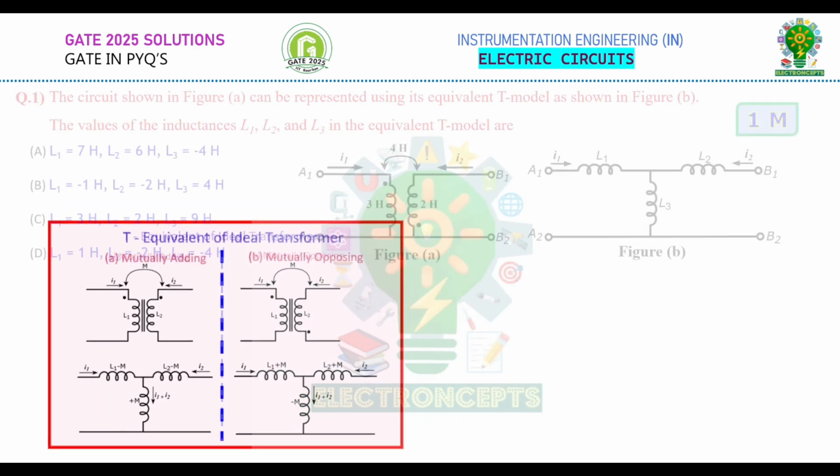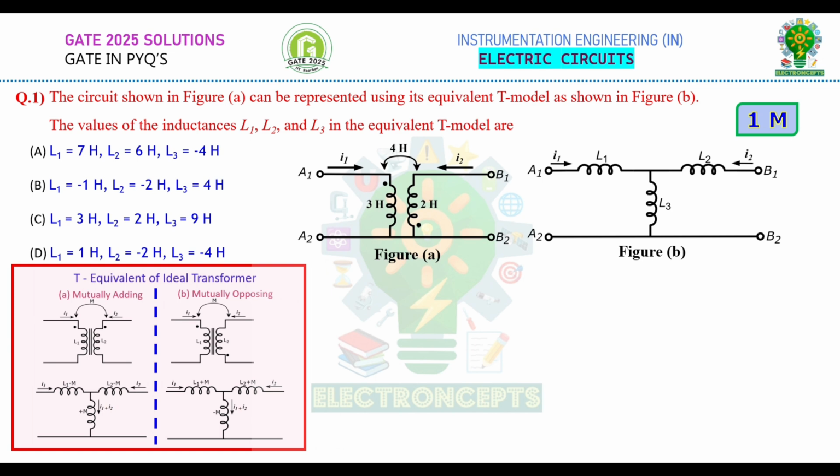By comparing these circuits with the circuits given in the question, we can calculate the values of L1, L2 and L3. Comparing both the circuits, we get the value of L1 as 7 Henry. Similarly, L2 as 6 Henry and L3 as minus 4 Henry. Therefore, option A is correct.